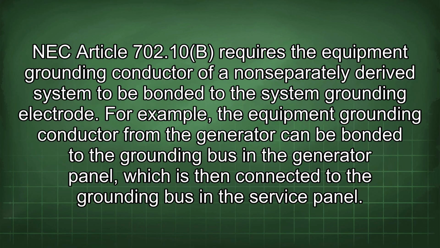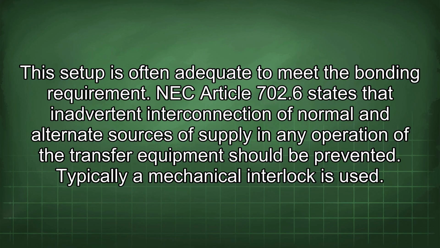NEC Article 702.10b requires the equipment grounding conductor of a non-separately derived system to be bonded to the system grounding electrode. For example, the equipment grounding conductor from the generator can be bonded to the grounding bus in the generator panel, which is then connected to the grounding bus in the service panel. This setup is often adequate to meet the bonding requirement.